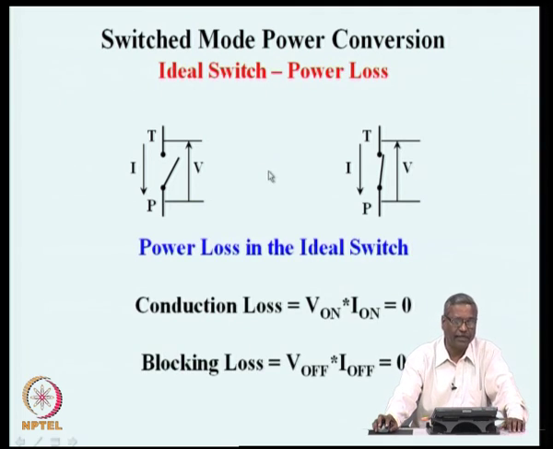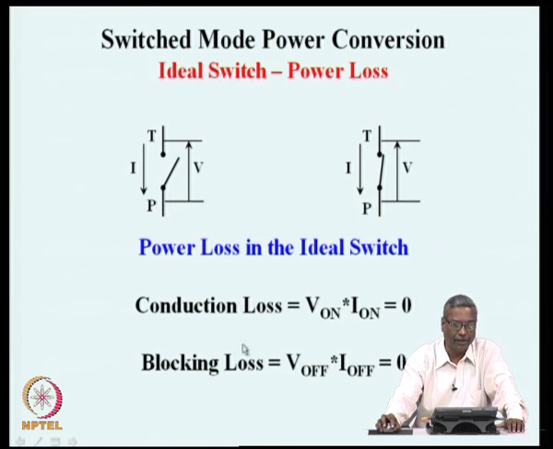There are a number of other characteristics which we are interested in, and one of them is the power loss. How much power is lost in the ideal switch? The conduction loss relates to the loss when the switch is on, and the blocking loss relates to the loss when the switch is off. In either case, you will find that the power loss in the switch is 0. The conduction loss is 0 because the V on state voltage is 0, and no matter what current is flowing through the switch, the product which represents the power loss is 0.